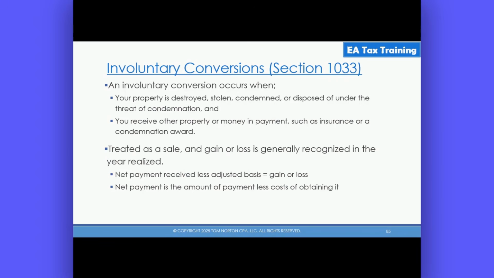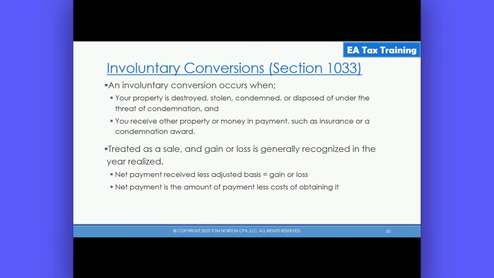Involuntary conversions, otherwise known as a Section 1033 conversion. An involuntary conversion occurs when your property is destroyed, stolen, condemned, or disposed of under a threat of condemnation, and you receive other property or money in payment, such as insurance or a condemnation award.